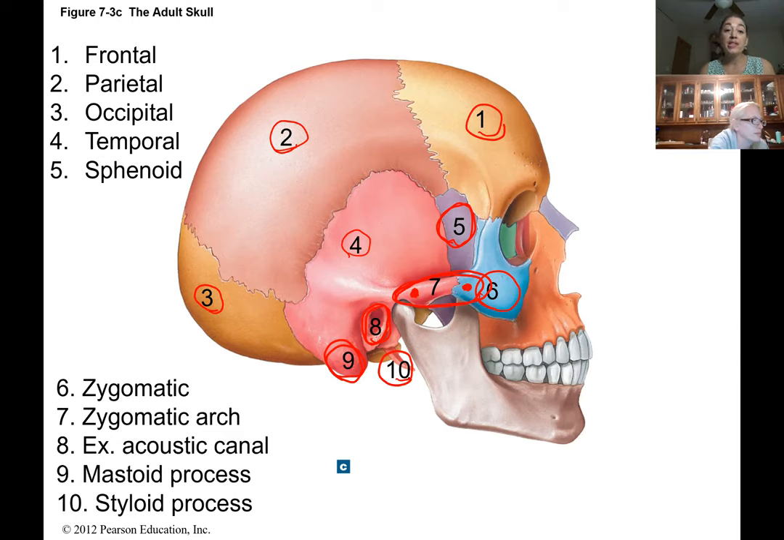And the styloid process is a process where muscles attach. Oh, pardon me. It's been a long day. Where more muscles attach, like the stylohyoid muscle.